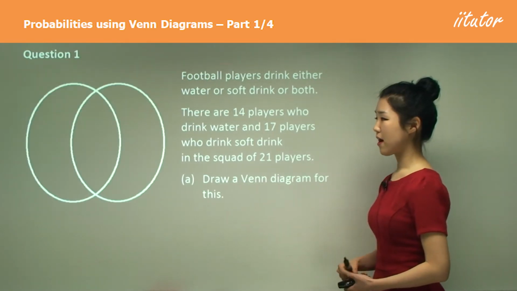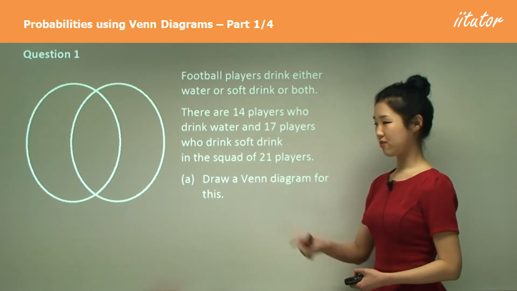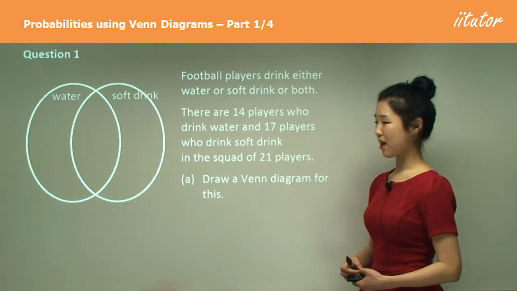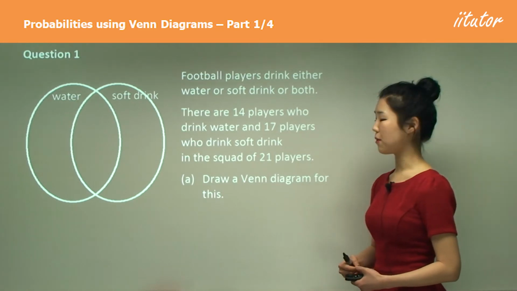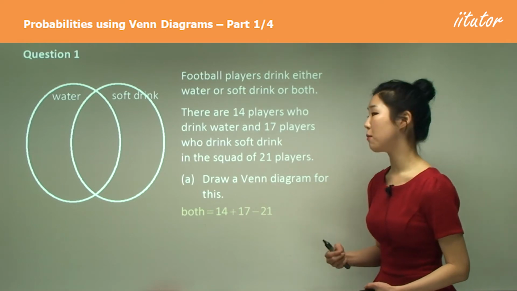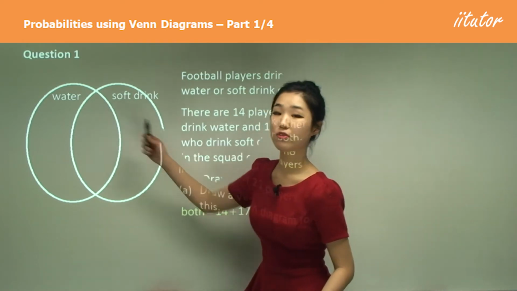So I'm going to draw up my two circles that overlap each other. That's what you should start off with. We know that there's water or soft drink, either of the two you can choose from. I'm going to start by finding the part where both hold commonly. So this part here, the middle overlapping part.